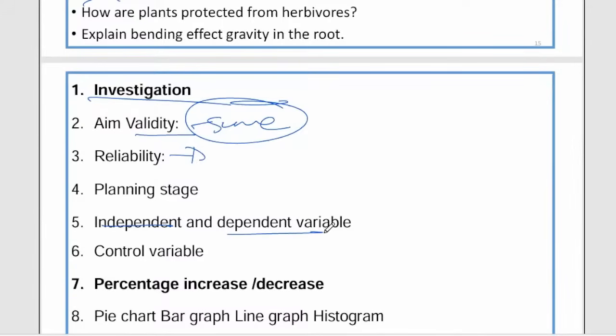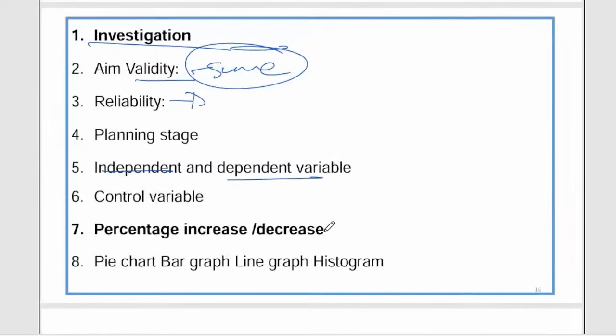Control variable, this one is very important. It is the one which we have not changed; it's kept constant all over. The function of the control experiment is to compare the results and see what effect is being caused by the other conditions you have altered.